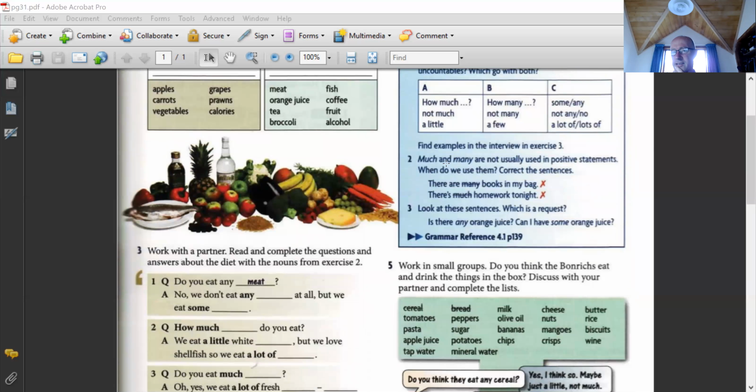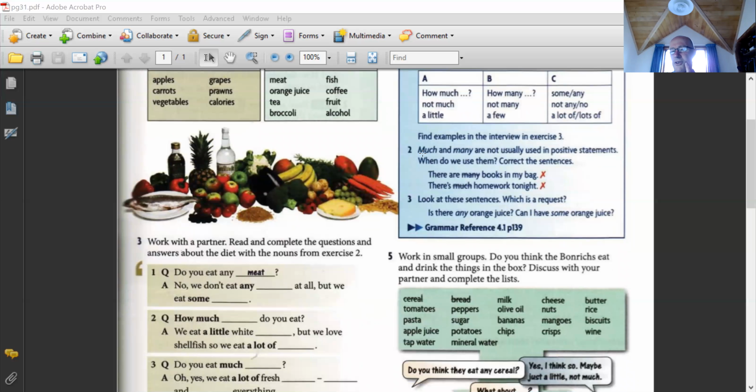Right, have a look now next at much and many. Now it says here, not usually used in positive statements. When do we use them? Correct the sentences. So positive statements is things about yes rather than no. How about, there are many books in my bag. So it's wrong. Why is it wrong? What should it be? There's much homework tonight. Wrong. Not much. What should we use instead? So I'm not going to tell you now. You think about it and we'll find out the answers next week.